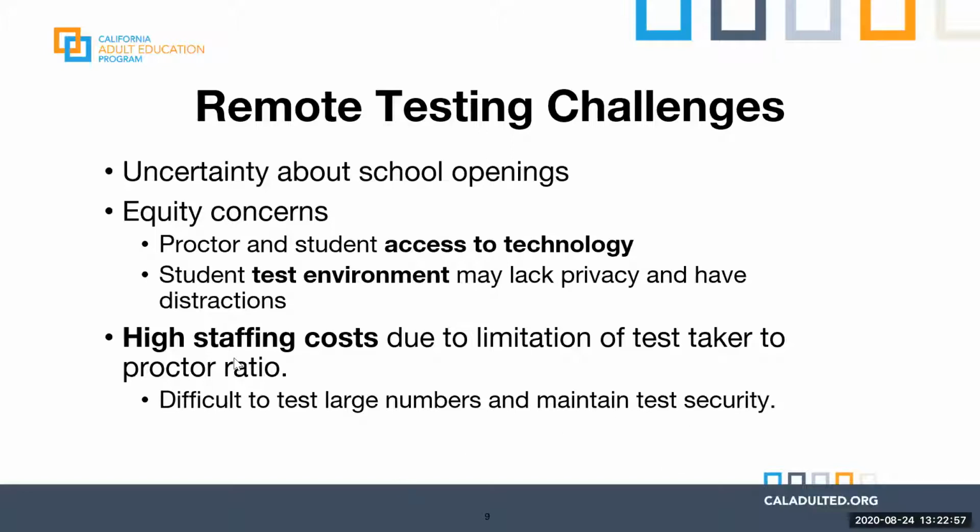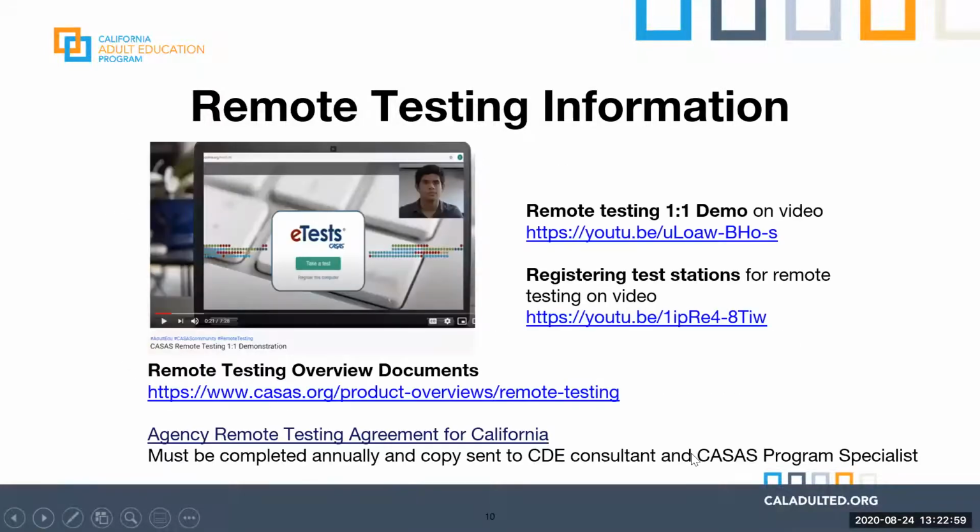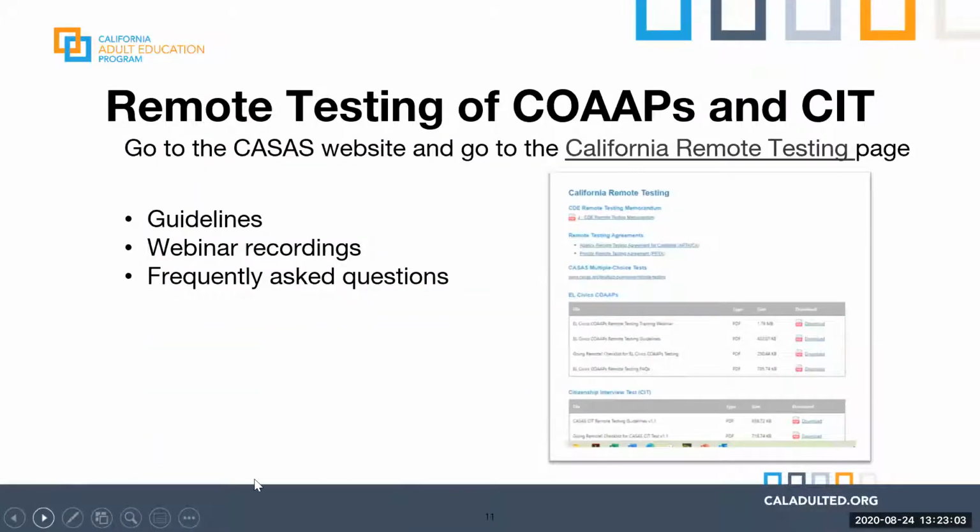Next slide, please. Sorry, two from now. So next one from here, two, sorry. Then we also have some information on EL Civics. Anecdotally, agencies have had an easier time doing remote testing for EL Civics than for pre and post testing. Again, guidelines, documents, some webinar recordings, all kinds of information on how to do that on that same remote testing page. Next slide, please.